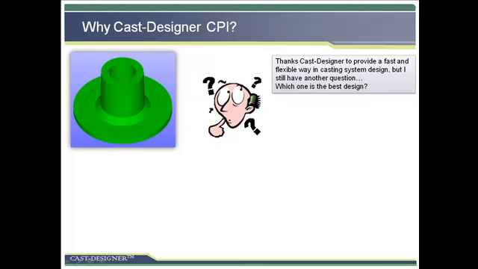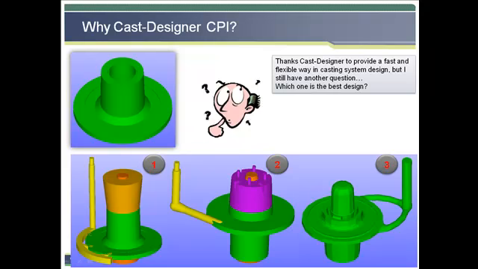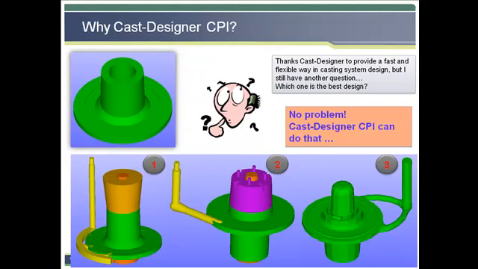Why do we talk about Cast-Designer CPI? The question and industry background is this. Cast-Designer helps create a gating system within half an hour, which is really good. However, the experience and knowledge always face some limitations for new materials and processes. In this case, who can evaluate my design? Who can tell me which one is the best solution?